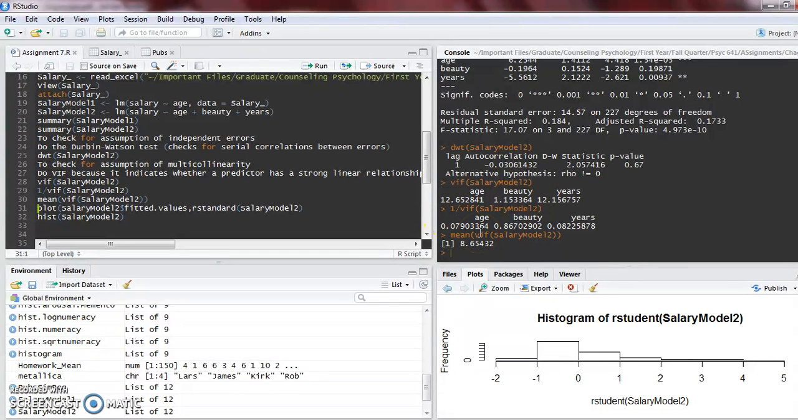Tolerance. Andy Field mentions that if our tolerance is below 0.1, it is a serious problem. If it's below 0.2, it's potentially concerning, but we want it to be higher. Looking at our VIF values, age in years is a lot lower than 0.1. So this is a concern for us.